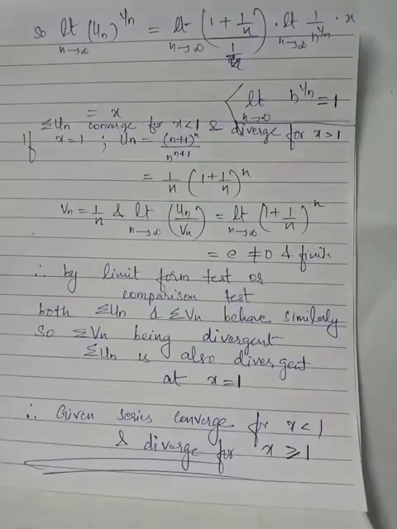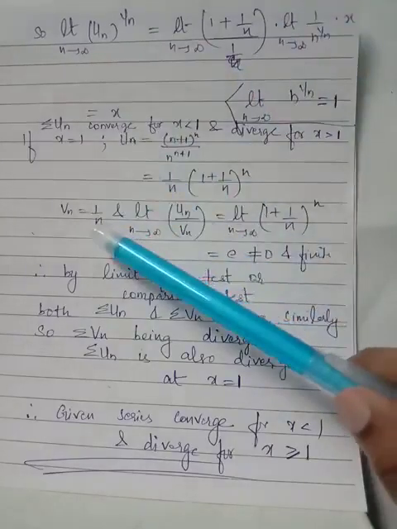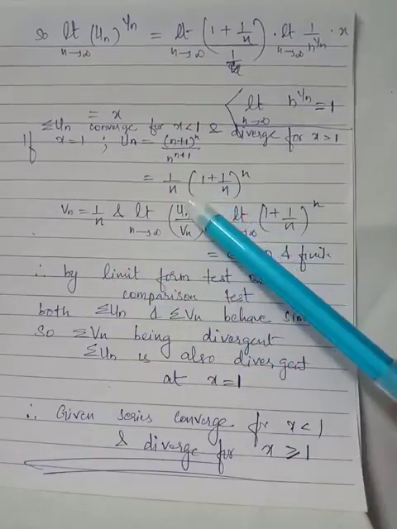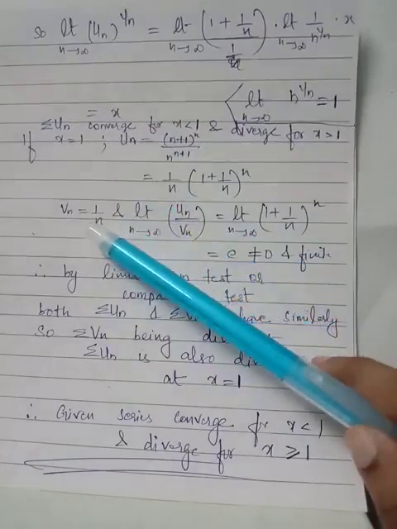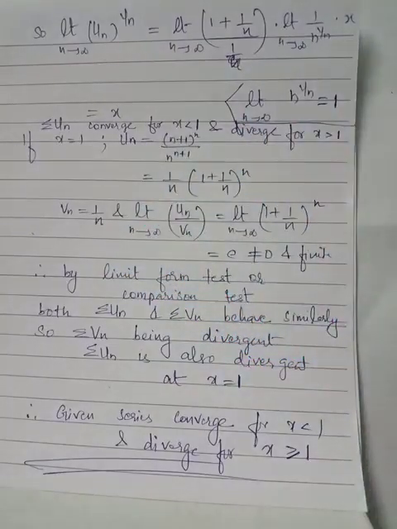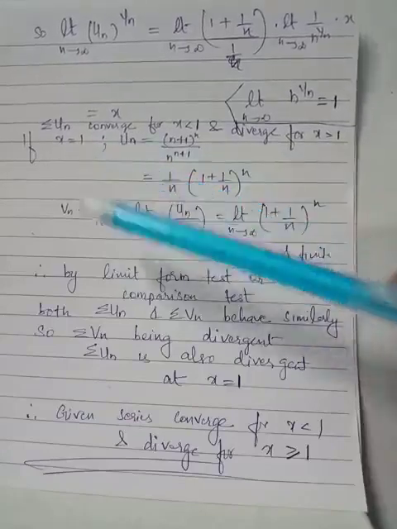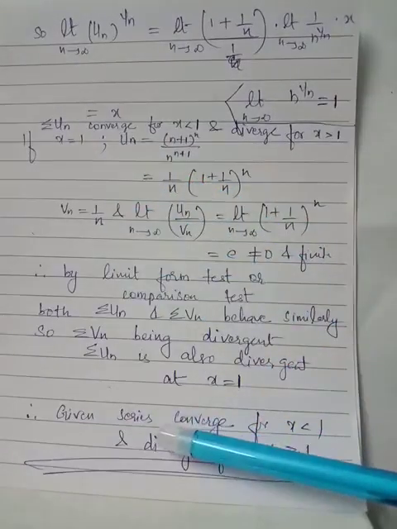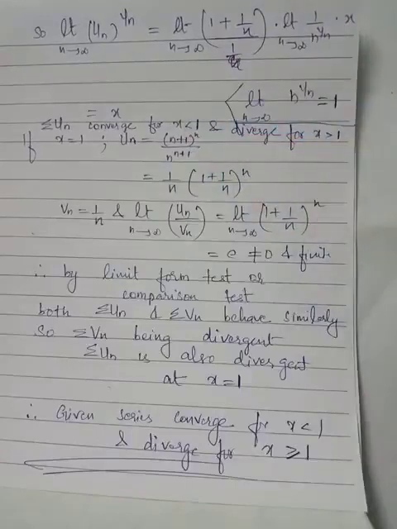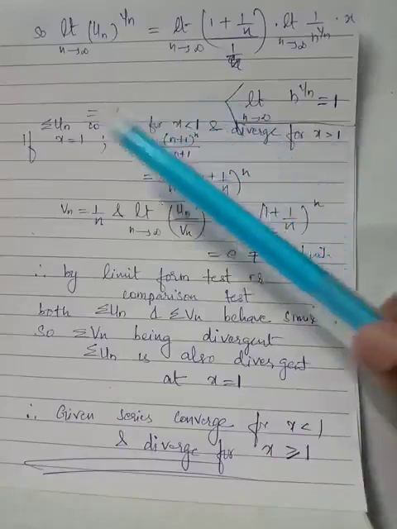Therefore, by the limit comparison test, we will conclude that whatever is the behavior of the familiar series we have considered, the same behavior will be expressed by the given series. Since we have considered a divergent series, we will conclude that the given series shall also be divergent at the point x equals 1. So the final conclusion will be: the series given shall converge for x less than 1, which we got as a result of Cauchy's root test, and the series will diverge for x greater than 1, and also for x equal to 1.